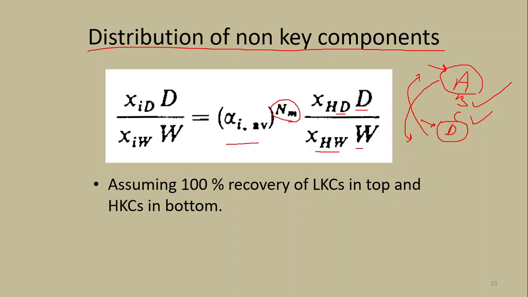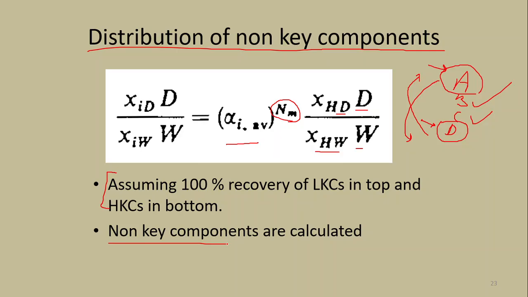Similarly here, if we take it as A, it is XAD into D, where XAD is the mole fraction of A in the distillate multiplied by the flow rate of D. And similarly XIW will be XAW, the mole fraction of A in the bottom multiplied by the flow rate of the bottom. So that is basically the story for the distribution of non-key components. Assuming 100% recovery of light keys in the top and bottom was our earlier assumption, but that is not possible, so we have to calculate how these are distributed.